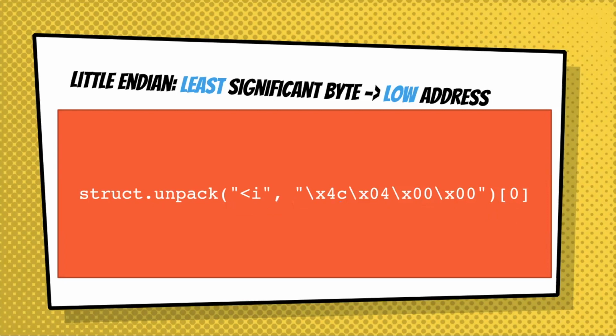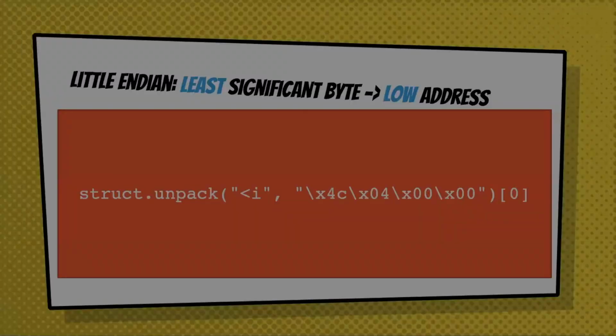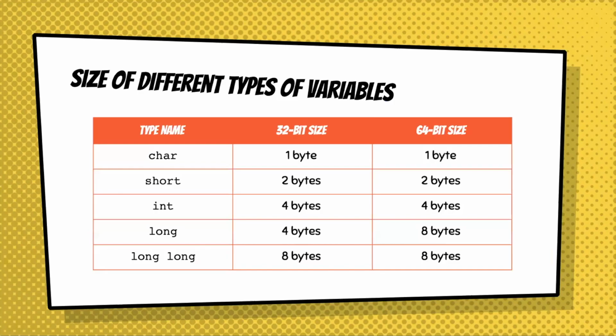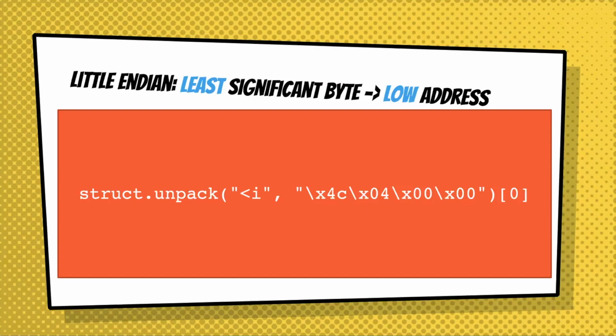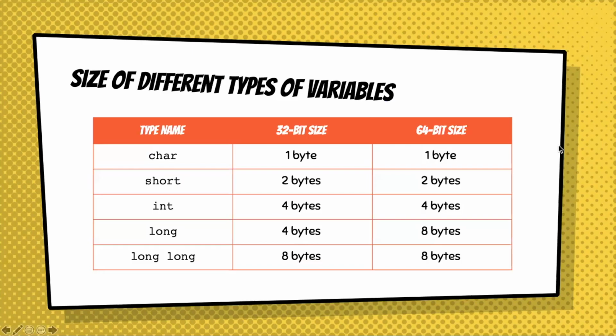So far, so good, everyone. If it looks good to you, then we're going to move on to the next topic. So far, in terms of little endianness, is there any question? All right, so we're good. Nice. Okay, so now let's continue.